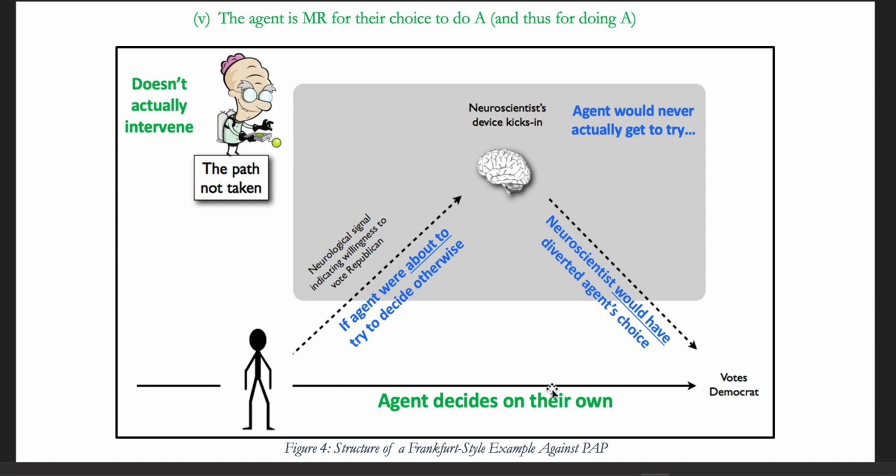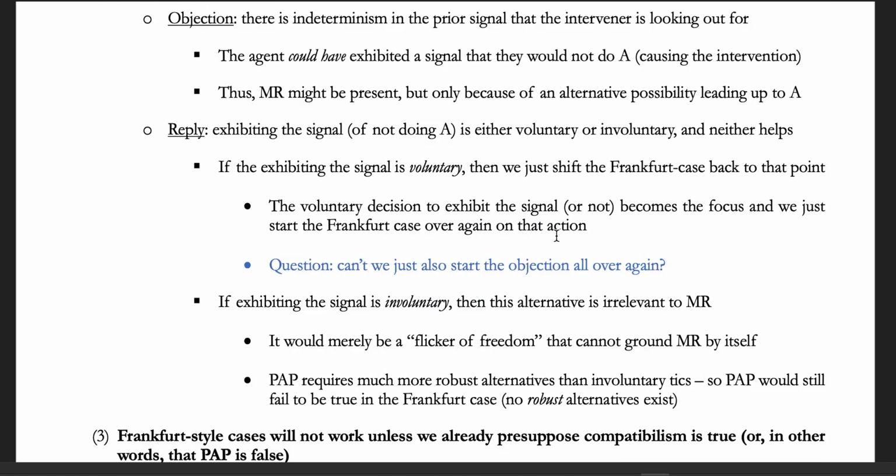So the reply then to this objection is to say, all right, I need to make this alternative here, this indeterministic possibility. I need to make this choice undetermined, or at least some process leading up to this choice being undetermined. But I also need to block this alternative. I need to make it so this is the only thing they can do.